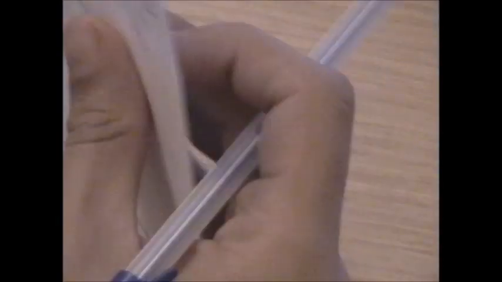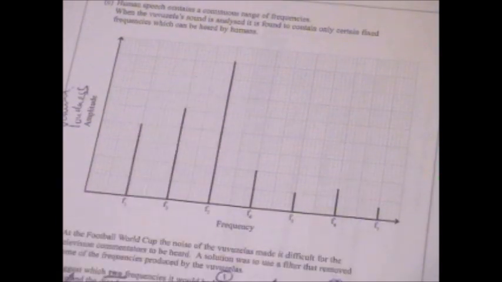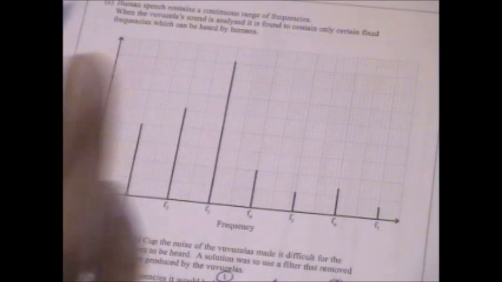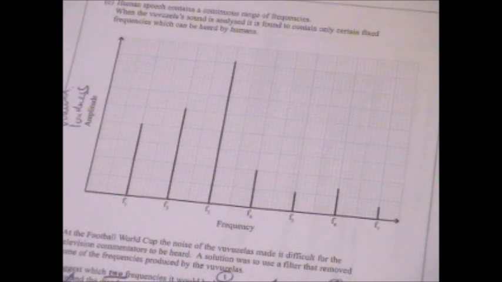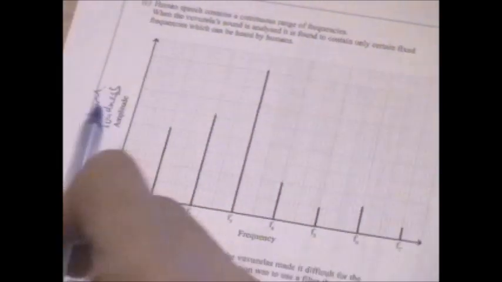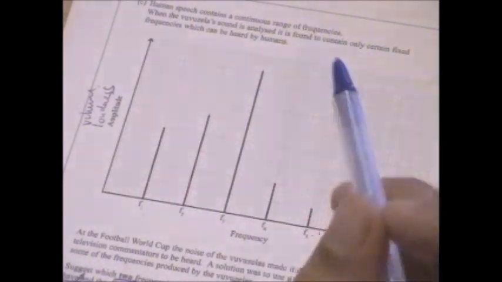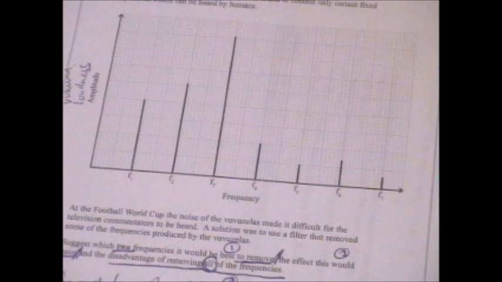The first part of it has a graph. It's got different frequencies of vuvuzela, so you've got a continuous range of frequencies there that can be heard by humans. So these are all the annoying sounds that we heard. You can see they've got different amplitude. As soon as I see amplitude, I always think volume or loudness, because it's going to be related to that. So they're saying that at the World Cup it made it difficult to hear the commentators because of the vuvuzelas.